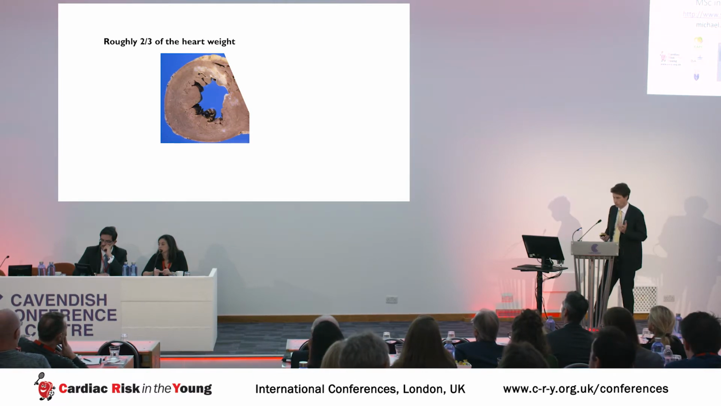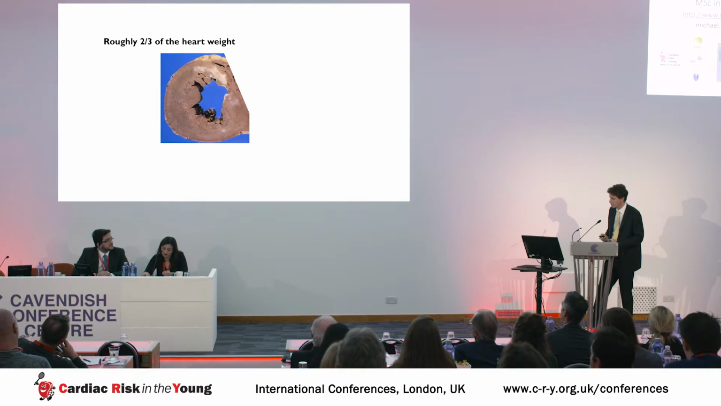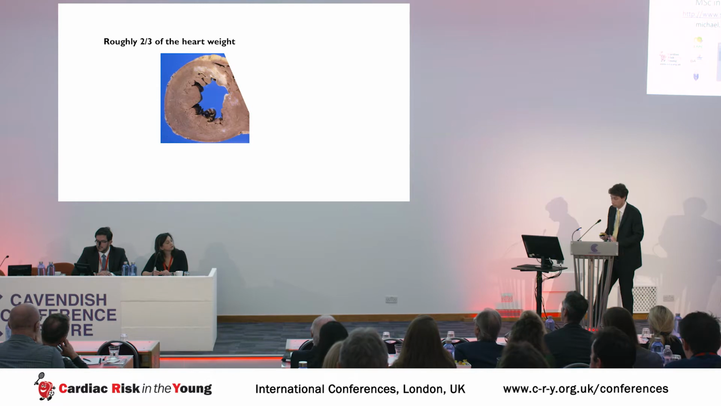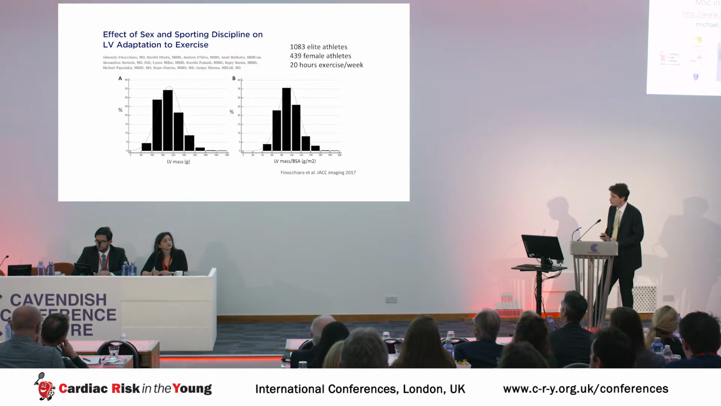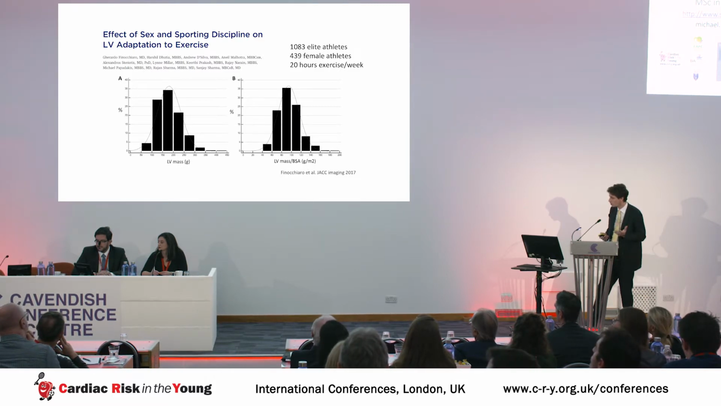And even, of course, the description of LV mass at echocardiography at the end of the 70s used echocardiography versus autopsy in healthy individuals. So what we tried to do was to describe the degree of increase in LV mass in a population of more than 1,000 elite athletes. These were really highly trained athletes, more than 20 hours of exercise per week.